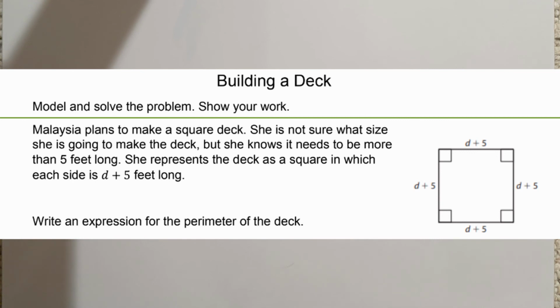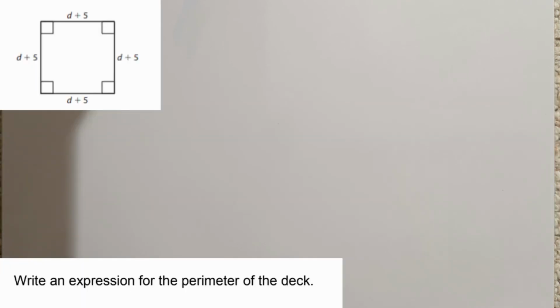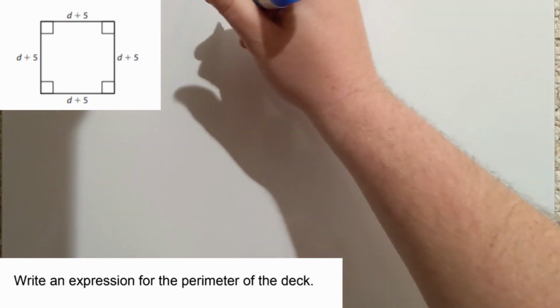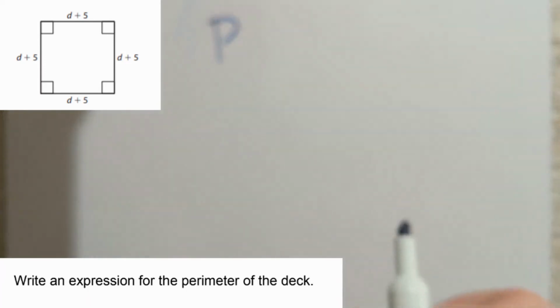So we're planning to make a square deck. Each side we want to be d plus 5. So it's a square. Every side is the same, d plus 5. So the first question says, what is the expression for the perimeter of the deck? So perimeter, remember, is just adding around the outside.